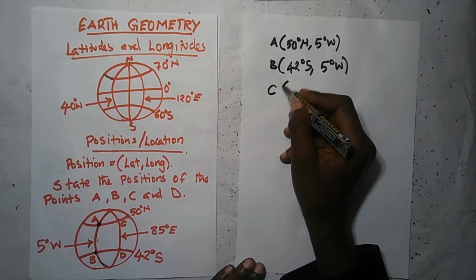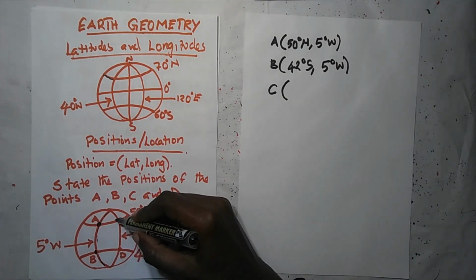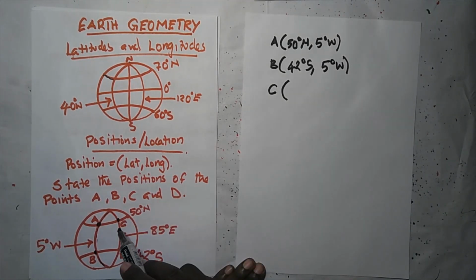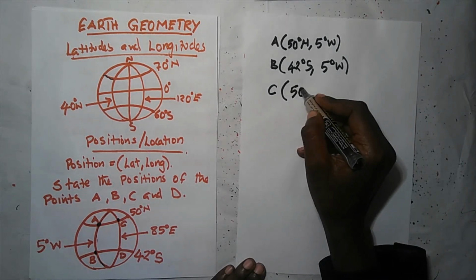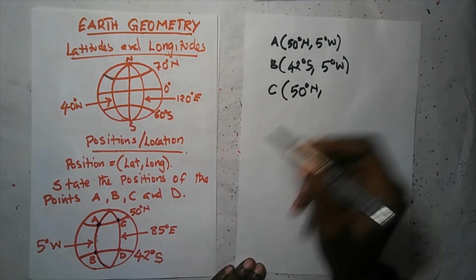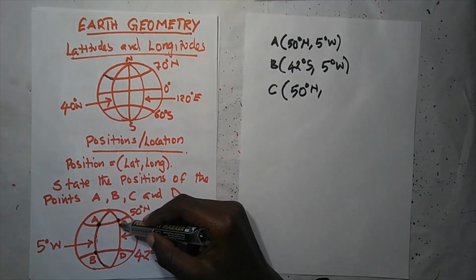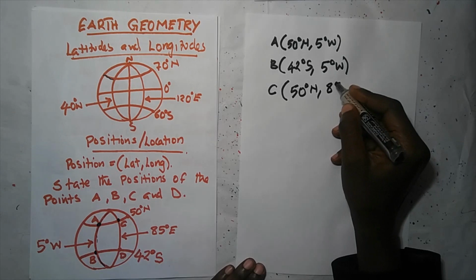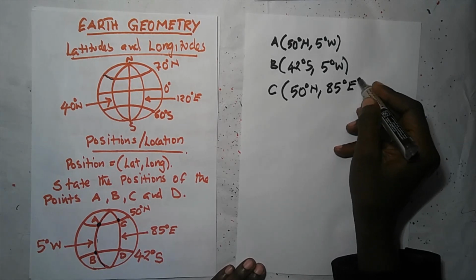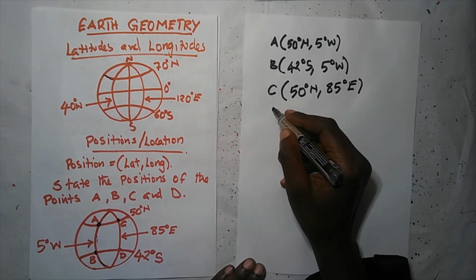And then C, so C is here. We look at the latitude on which C is, it's 50 degrees north. So 50 degrees north, comma, the longitude for C is 85 degrees east. 85 degrees east. And then we go to the last one, which is D.